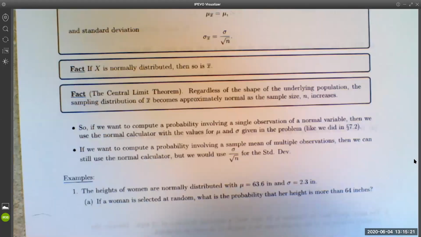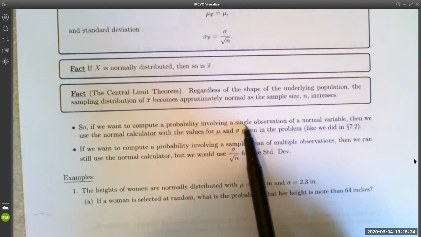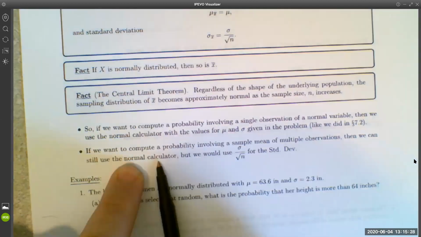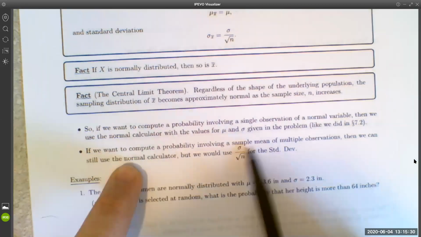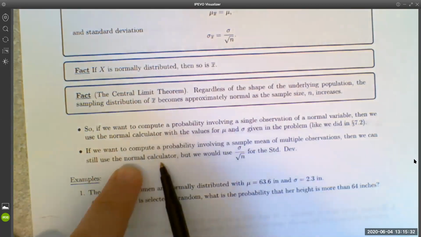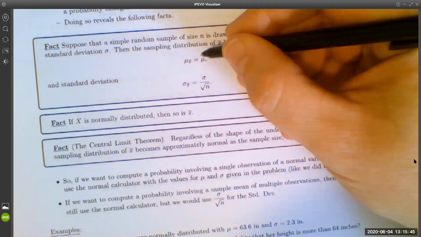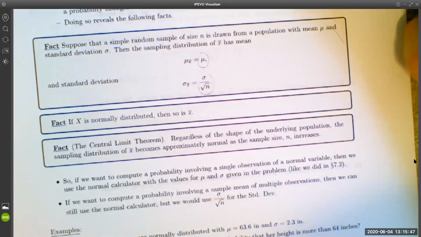The reason it's important to know that these things are normally distributed is that if we want to compute a probability involving a sample mean of multiple observations, then we can use the normal calculator, because we know that the sample means are normally distributed. When we use the normal calculator, we go Stat, Calculators, Normal, and then we have to enter some value for the mean and some value for the standard deviation.